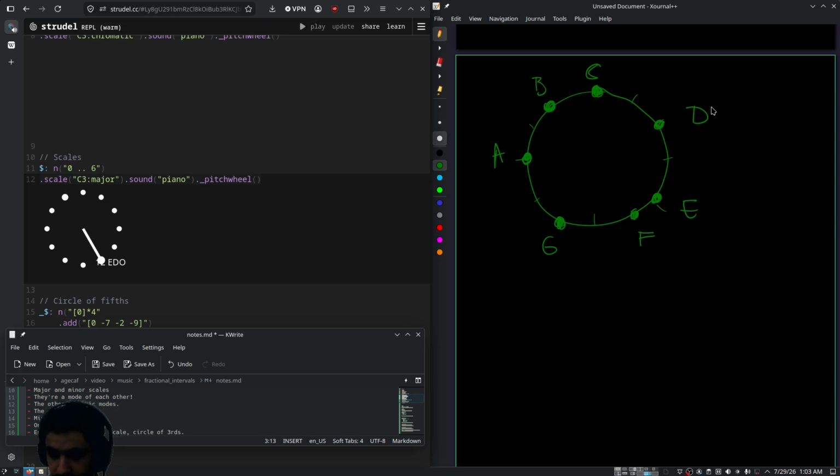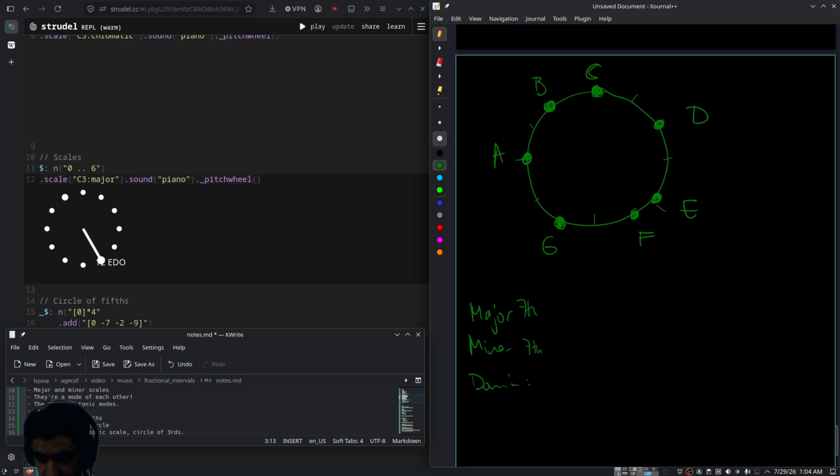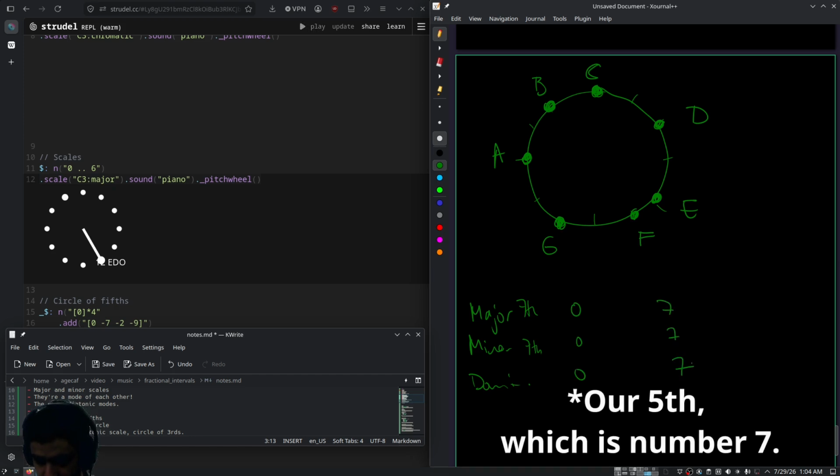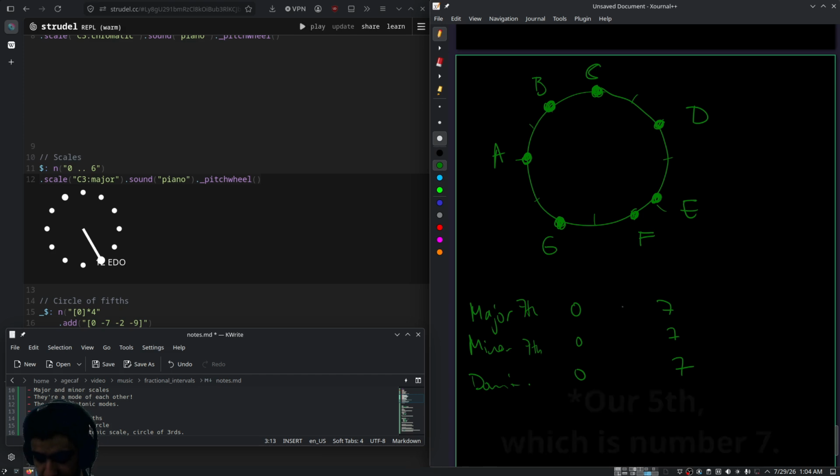One thing you will note is that we have the major 7th, the minor 7th, and the dominant. We begin with 0 for all three. We have our 7th for all of them, but then the major 7th is going to have the 4, same as the dominant, and the minor is going to have a 3, and then the major 7th is going to have the 11, whereas the minor is going to have the 10, and so does the dominant.